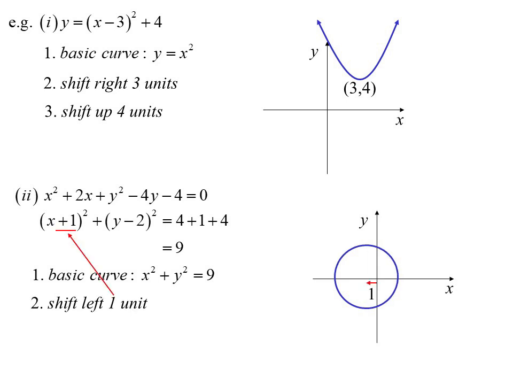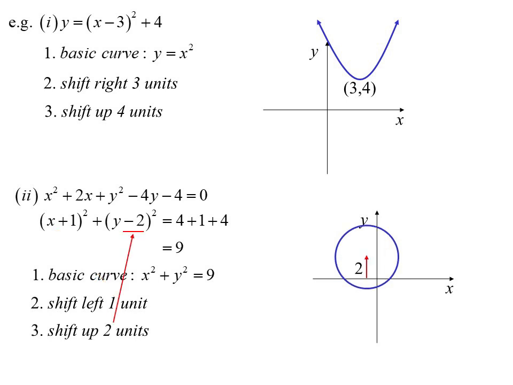We have a horizontal shift. We're moving that one left 1 unit. But then we also have a vertical shift, and so we'll move that up 2 units. And there's our new circle.